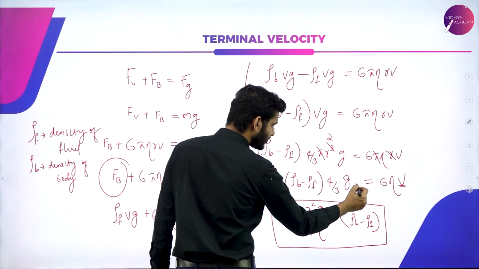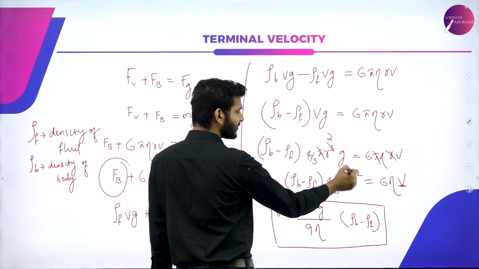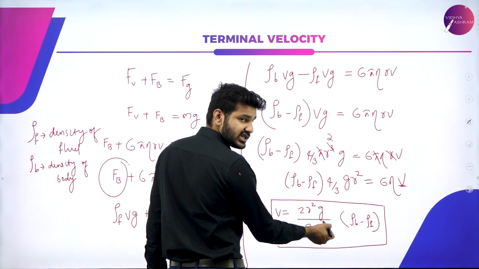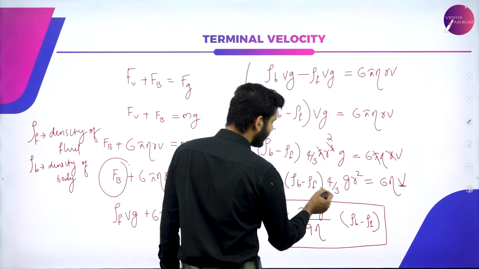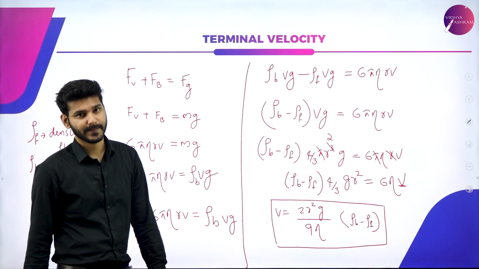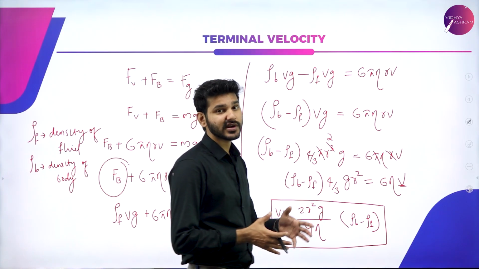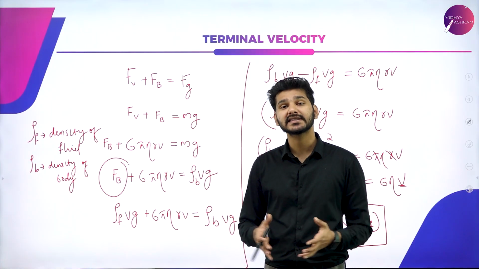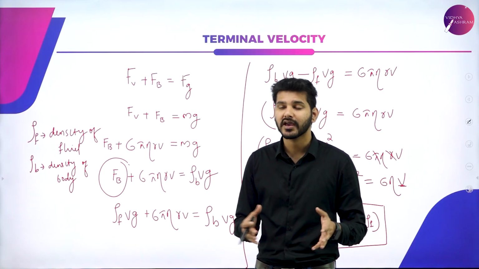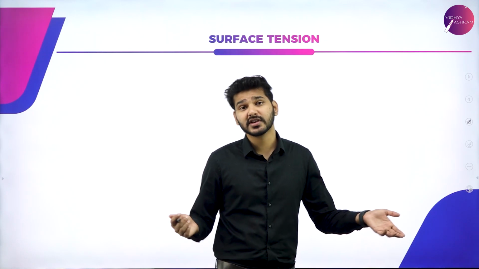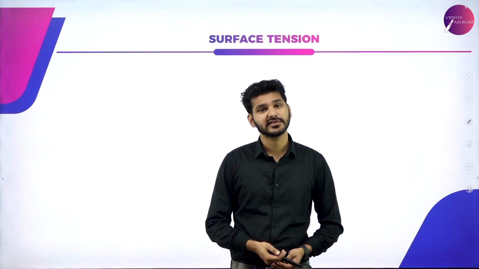Then there is an r square here. So 2 by 9 r square g into rho b minus rho f. That is this particular equation. This is the equation in order to find the terminal velocity of any object. So the next topic is again very simple because you have already studied it in your high school syllabus.